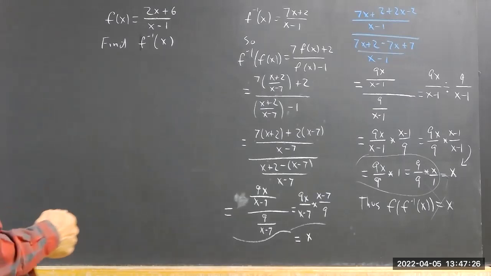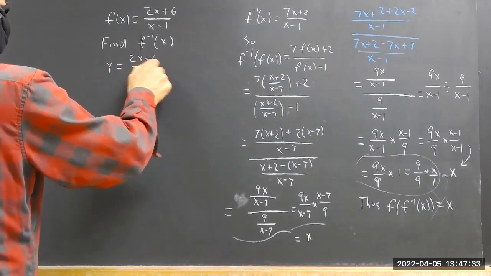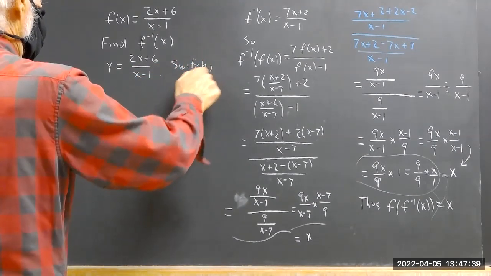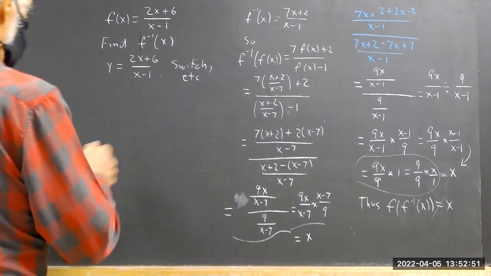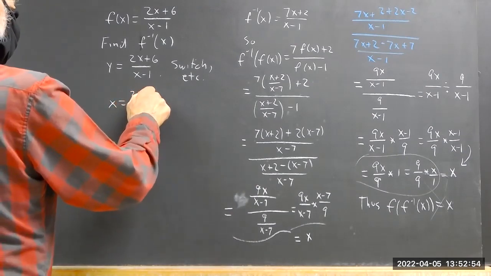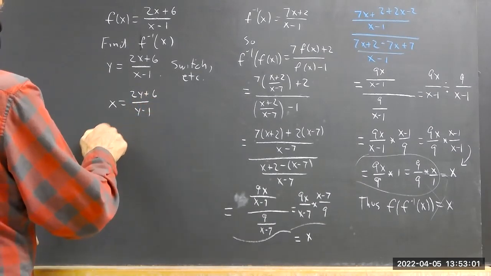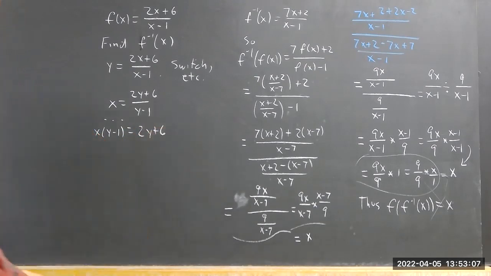So I'll start it for you, okay? I just say switch, et cetera. You switch the x and the y, and then you solve for y. Okay. So what do you get? That x equals 2y plus 6 over y minus 1. Then you multiply both sides by y minus 1, which gives you x times y minus 1 equals 2y plus 6, writing out the specific stuff.